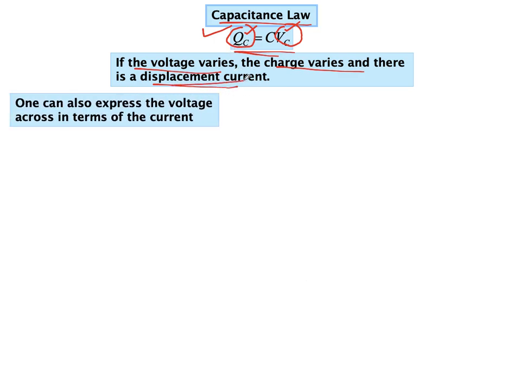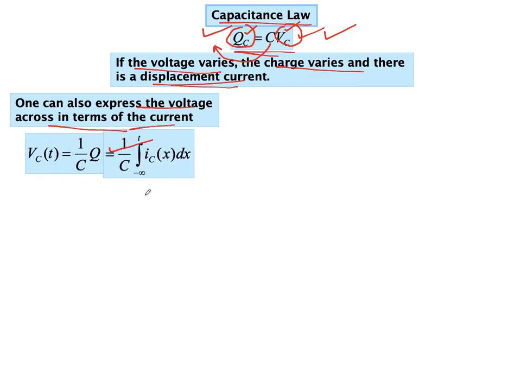So in this case, we can express the voltage across in terms of current. How do we do that? We can write down the voltage expression from this capacitance law as V of t is equal to 1 upon C times Q. So basically, we have taken V from here, and C has gone into the denominator on this side. So this is the expression that we have got now.